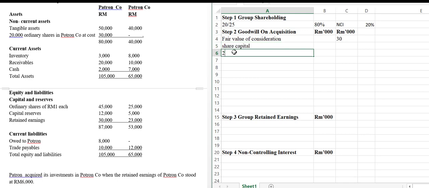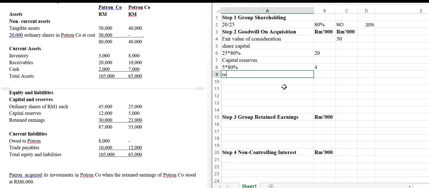The total share capital is 25,000, but we only own 80%, so we times 80%. 25,000 times 80%, so you have 20,000. Okay, then next will be your capital reserve. Capital reserve is the same thing, it's 5,000 but times 80%, so you will have 4,000.